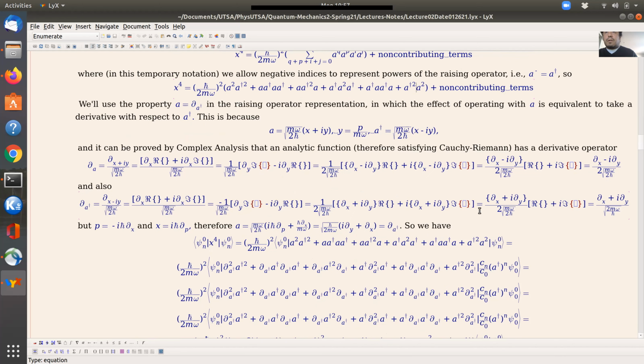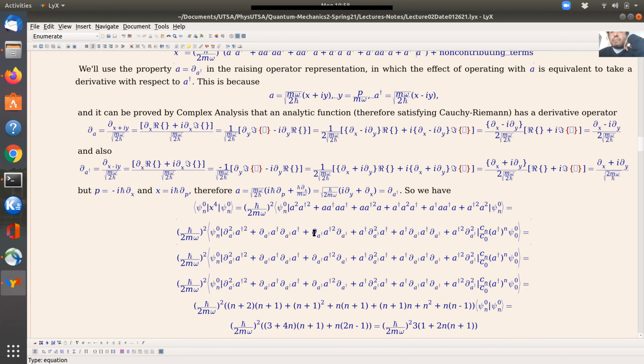So let's look at the terms. We have this expression coming from here, basically the terms that have a net effect of not raising or lowering the state to a different energy. Then if I substitute for a dagger, I have this. And what will come up is that you have to apply the partial derivatives with respect to this. So this is just like a calculation in calculus, right? Of taking derivatives of polynomials.